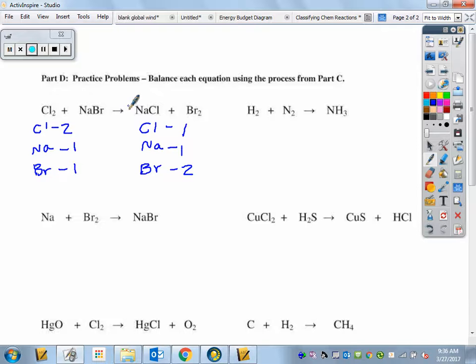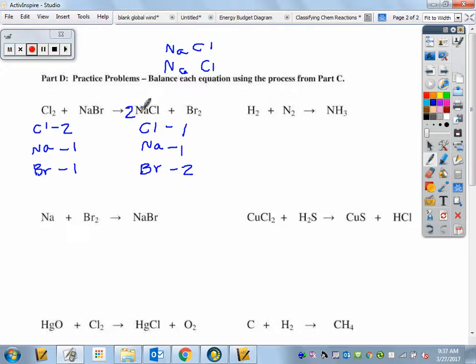In order to do that, I can't put a 2 here. One of the rules is you can't add a subscript, and you can't put anything in the middle of a compound, but you can add a coefficient to the front. So what that's telling me is instead of just 1 sodium chloride, now I have 2 sodium chlorides. So basically I'm taking it from an NaCl to another NaCl. So now I have 2 of them.